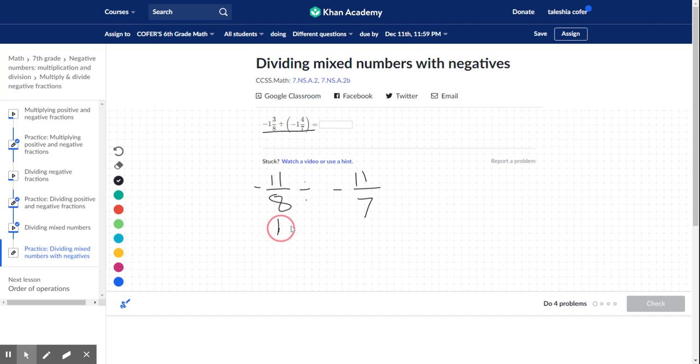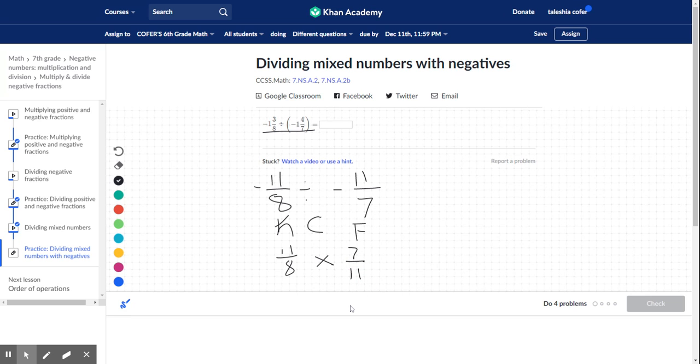Now I can keep, change, flip it. Because they're the same sign, I automatically know that my answer is going to be positive. So when I keep it as 11/8, I change it to multiplication and I flip it and I now have 7 over 11.